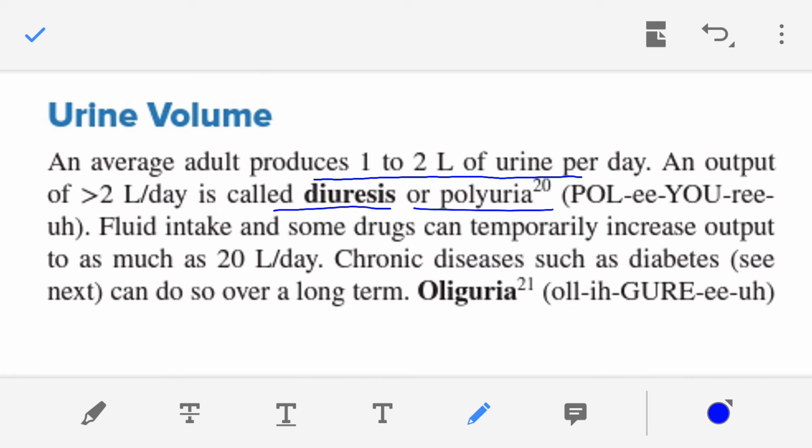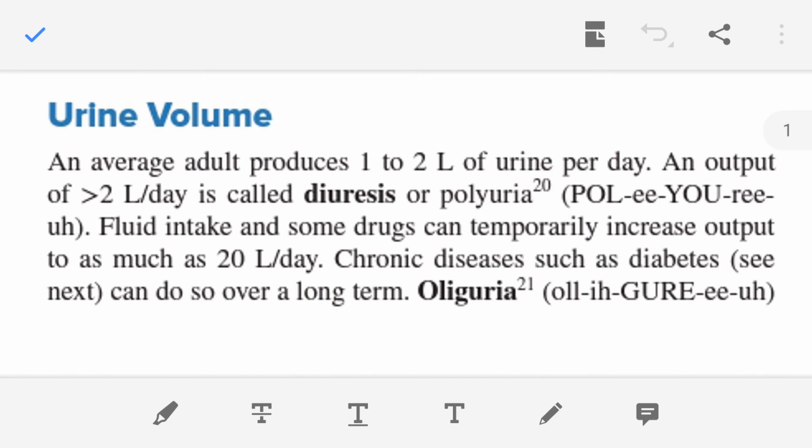Now sometimes fluid intake increases more than normal. That means, let's say a person is drinking more water during the entire day, or due to the effect of some drugs. So in this case, a person may urinate 20 liters per day. A person who is suffering from diabetes may urinate 20 liters per day or more.